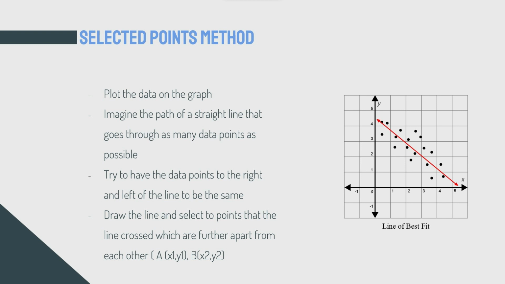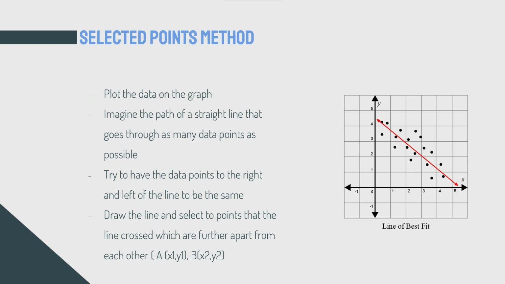Then you need to have the data points on the right, the ones that you didn't touch, and on the left kind of equal. Not necessarily equal, but you do your best to make it as centered as possible to the trend of the data points. That's for the right-hand side of the line and the left-hand side of the line. When you're ready, then you draw the line.